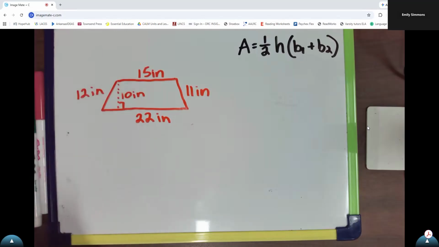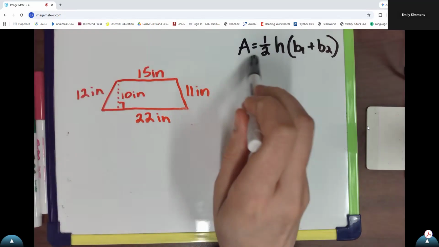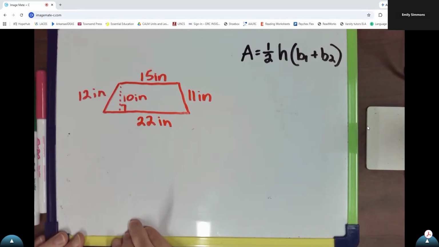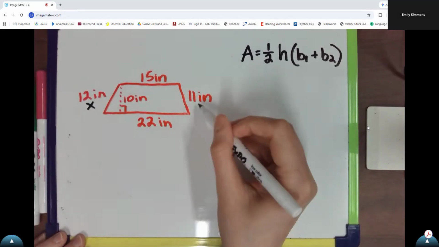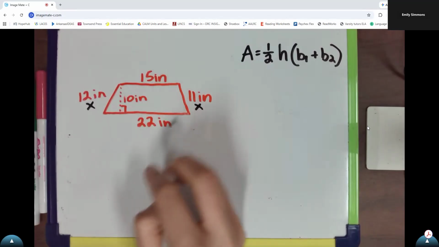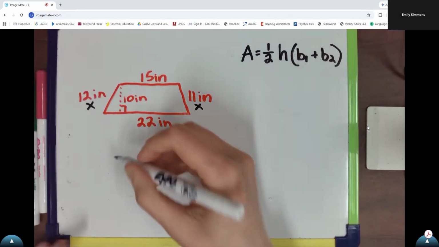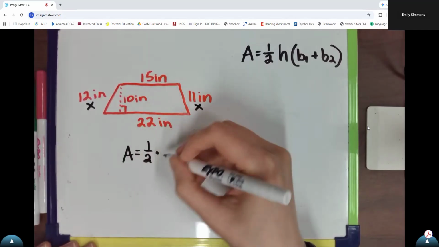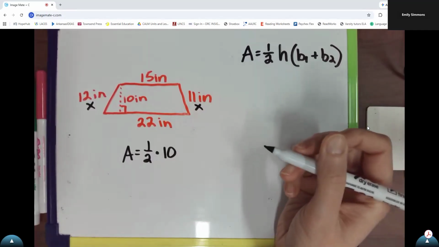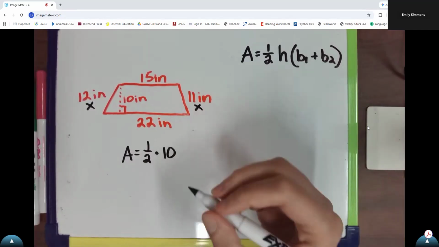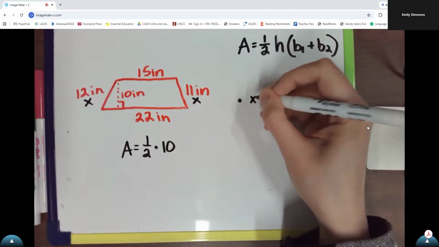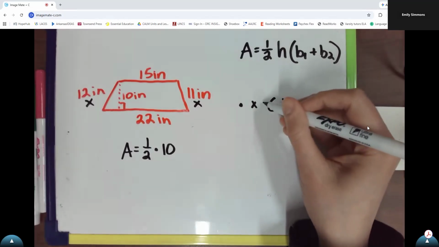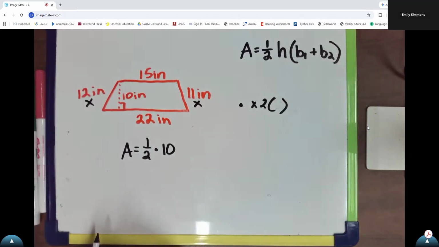When we're given the sides on a trapezoid, if we're just being asked to find the area, we don't need those sides. So I could go ahead and mark those out. I don't need this, and I don't need this. Now I'll plug the numbers I do need into my formula. So A equals 1/2 times the height, which was 10. And I drew a dot for times. That's another way to show times. Times can be a dot, an X, or a set of parentheses around something, or a number or something, and then a set of parentheses.